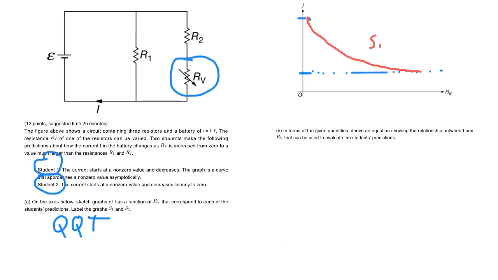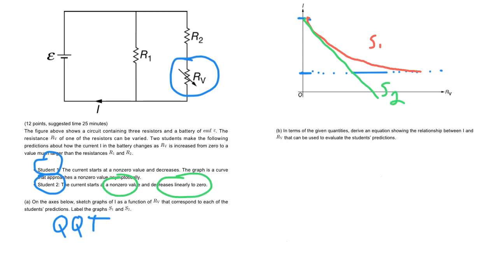Student 2 says it's going to start at non-zero as well, and it is going to decrease linearly towards 0. So this one seems pretty straightforward. We'll start at non-zero, and we'll decrease that as a line to 0. And we'll label that as student 2.